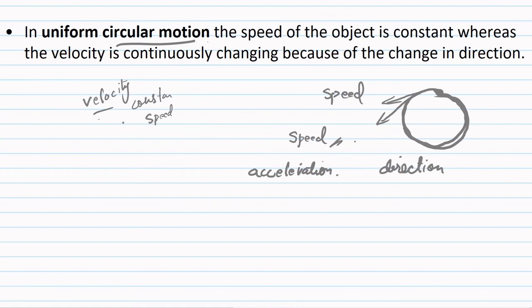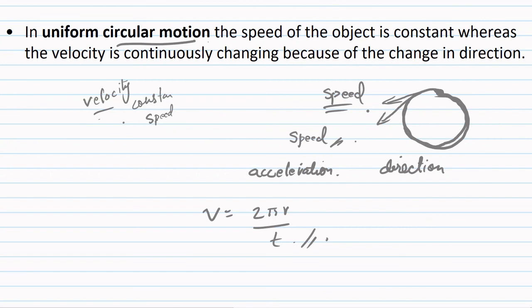In this case, we can find the v using total distance covered by time, and distance, as we can see, we can write the circumference 2 pi r, where r is the radius, divided by time. This is one thing to know. And yeah, this is called uniform circular motion when speed is constant but velocity has to change because of the changing direction.